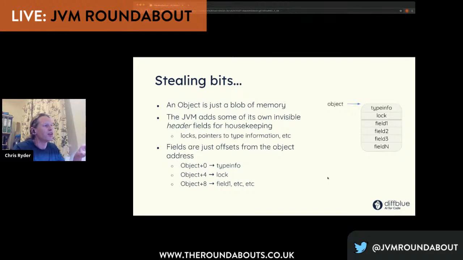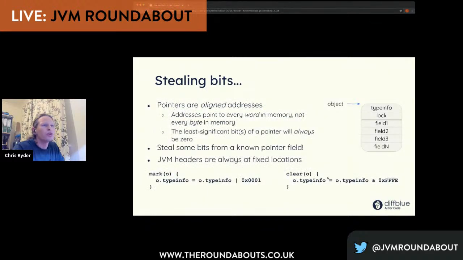And the fields are effectively just offsets from the base address of the object. So the type info in this example is at offset 0, the lock is at offset 4, etc. Now, all of the reference fields in here are just pointers, and pointers are actually aligned addresses. What we mean by that is that they don't point to any possible byte in memory. They typically point to any possible word in memory. And that means that the lower couple of bits of a pointer or reference are always 0.